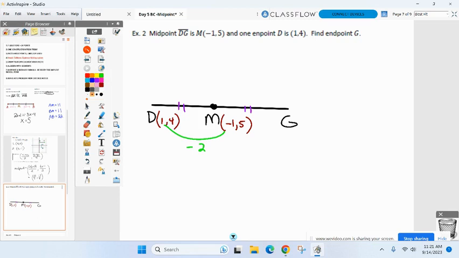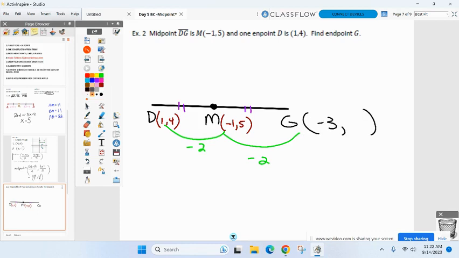In the middle. So if I just went 2 to the left, how many more units do I have to go to get to G then? Another 2 to the left. Where am I now on the x-axis? -3. Easy. All right, I don't have any big mathematical explanation on how to get here. I'm just using the definition of a midpoint. So now I'm at -3.